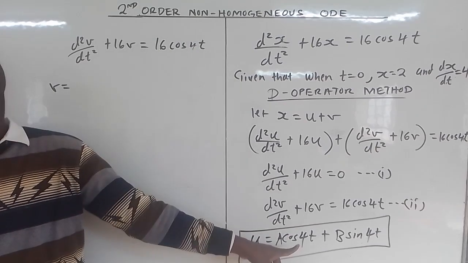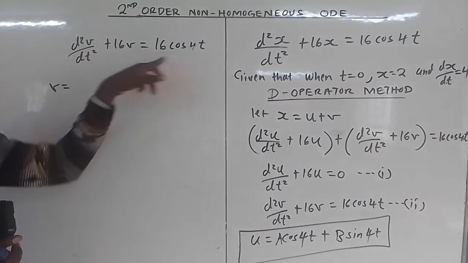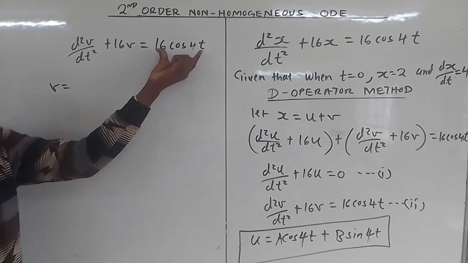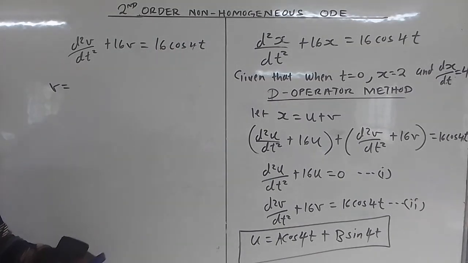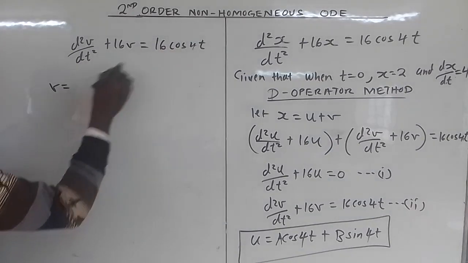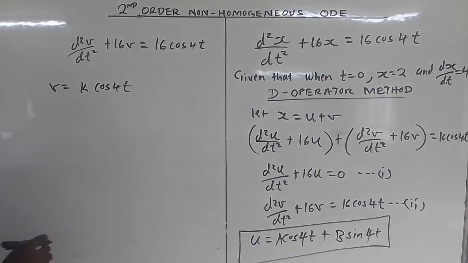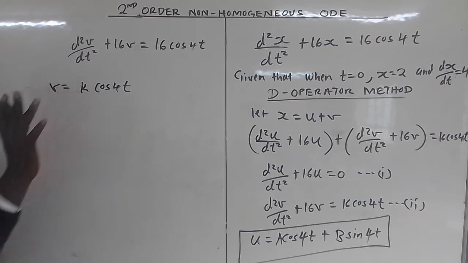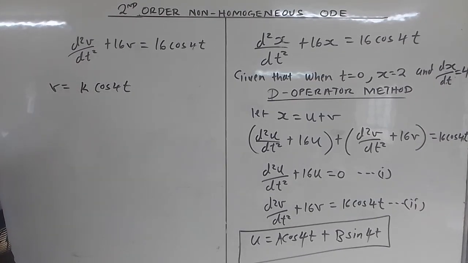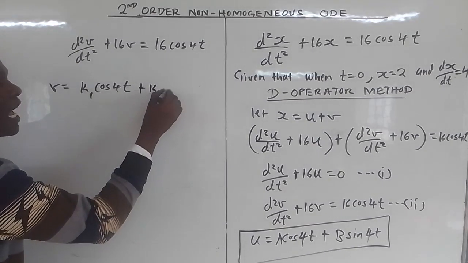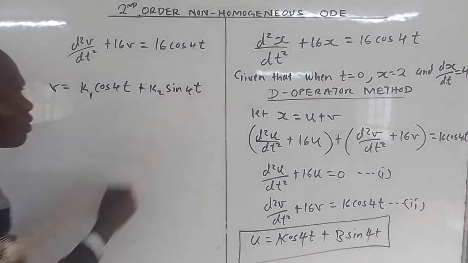Yes, sir. Never look at the complementary function. Look at the function in that equation giving you the particular integral. The function here is 16 cos 4t. So that 16, you take it as a constant. So it means that is a constant k cos 4t. But you know cos goes with sin at the same time. So if this is k cos 4t, you make it k1 cos 4t plus k2 sine 4t.